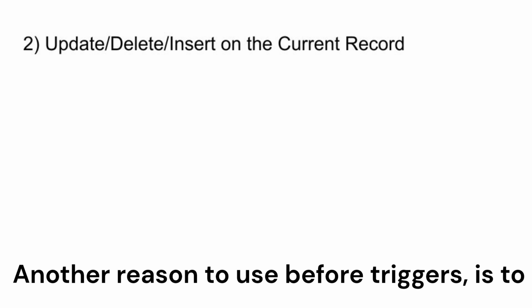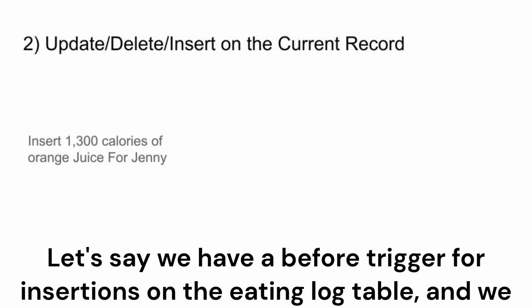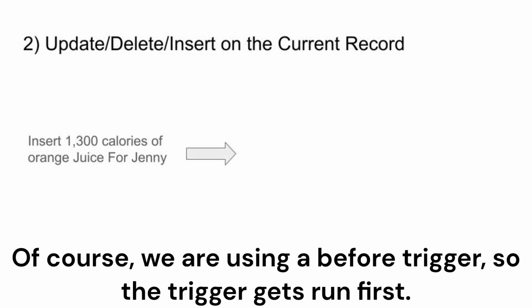Another reason to use before triggers is to update the current record from the triggering statement in some way. Let's say we have a before trigger for insertions on the eating log table, and we insert 1,300 calories of orange juice for Jenny. Of course, we are using a before trigger, so the trigger gets run first.